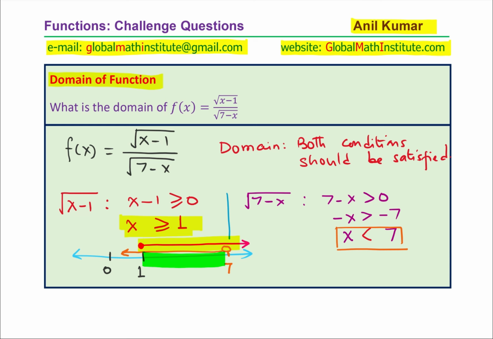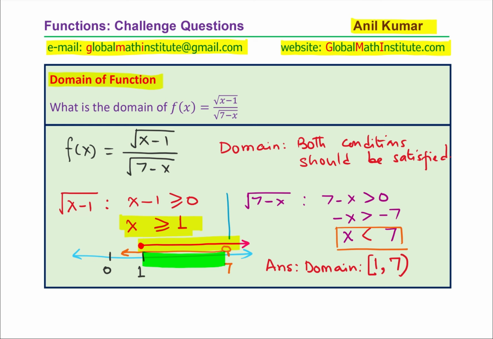So we'll write down our answer as the domain: it includes 1, right? And goes up to 7. It does not include 7. You get the idea. So that is how you are going to write the domain of this particular function, correct?